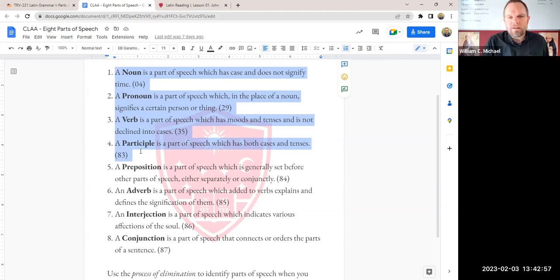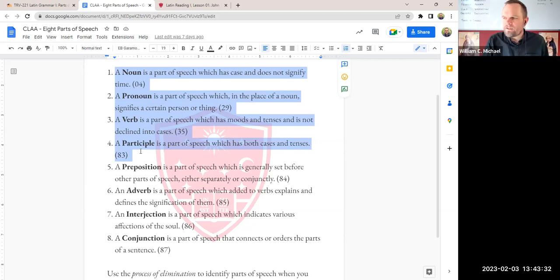All right. Don't try to jump ahead. Use the process of elimination, because there are going to be words that are very difficult, and you're going to have to know how to use the process for those words. We don't need this process for easy ones. If we look at the definition of a noun, hoc can be a noun. It's a part of speech which has cases, and it does not signify time. So we'll leave noun as one of the options.